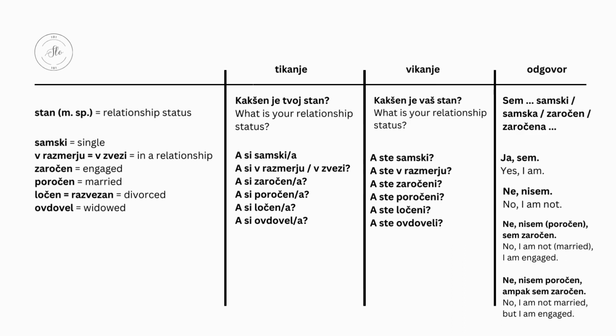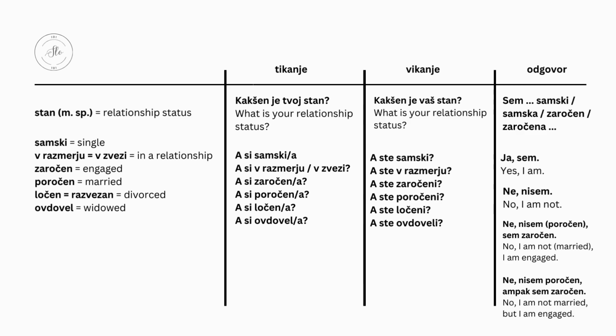And for a woman, it would be samska, zaročena, poročena, ločena, ovdovela. If you use tikanje, you can ask kakšen je tvoj stan? Kakšen je tvoj stan? And if you use vikanje, you can ask kakšen je vaš stan?